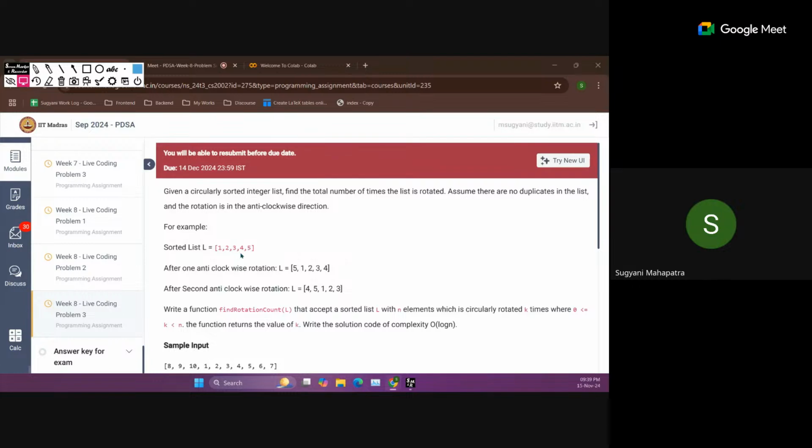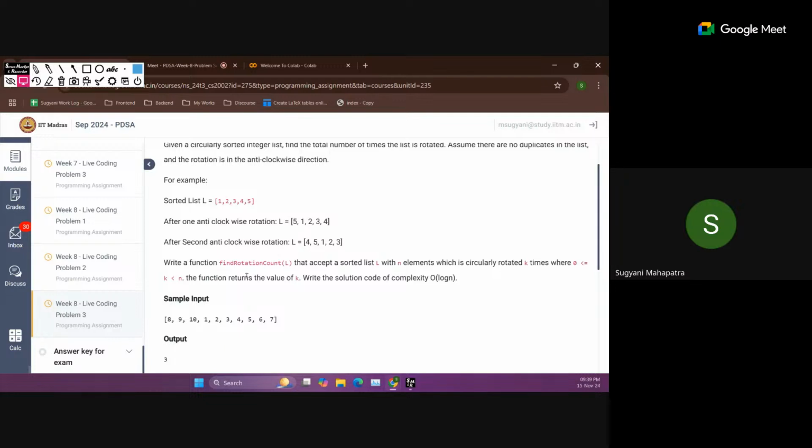So what we are doing is rotating this list. We have a sorted list. Now let's rotate it once in the anti-clockwise direction. What will happen? This 5 will come to the beginning, right? I'm just shifting everything. So my 5 will come to the beginning, and then I will have 1, 2, 3, 4. Similarly, after the second rotation, I will be shifting everything by one index, so my 4 will come behind 5, and it will become 4, 5, 1, 2, 3, right?